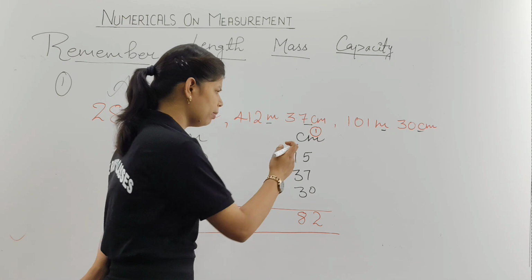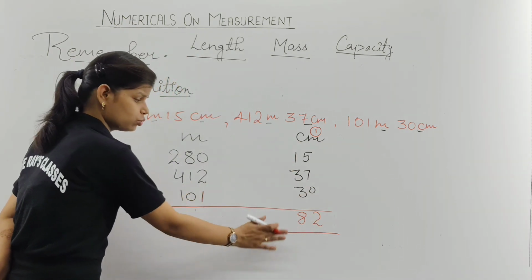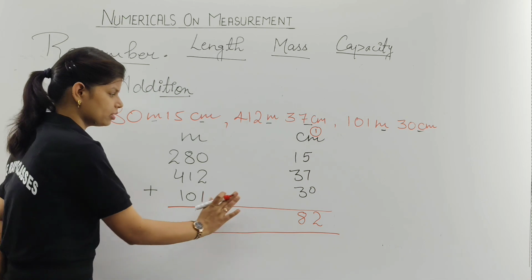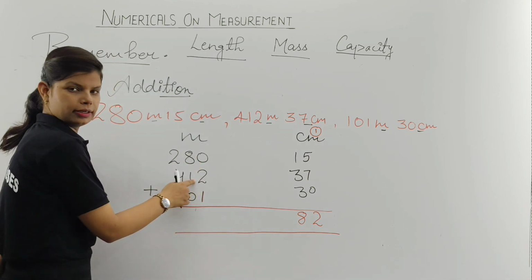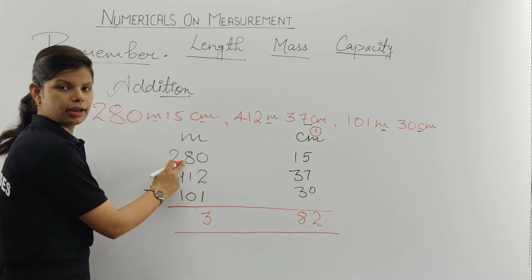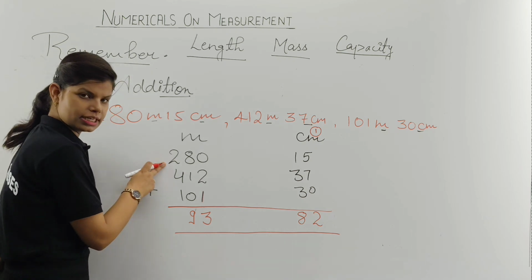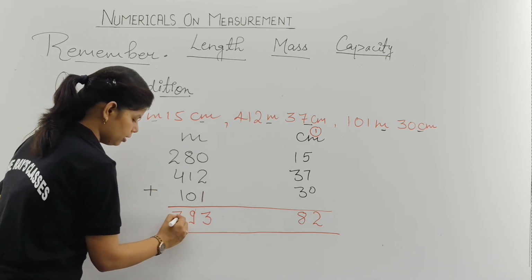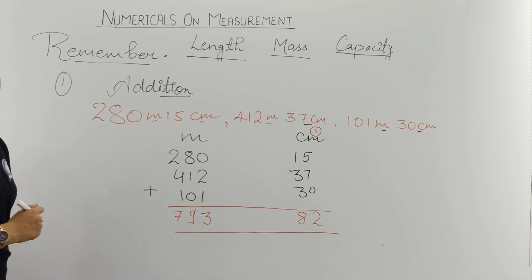Clear? You know already 1 meter equals 100 centimeter. So it is less than 100. So please keep it as usual. Don't disturb that one. Next you are having 2 plus 1. No carry, nothing. 3. 8 plus 1. 9. And 2 plus 4. 6. 6 plus 1. 7. So final answer what you are getting, children.